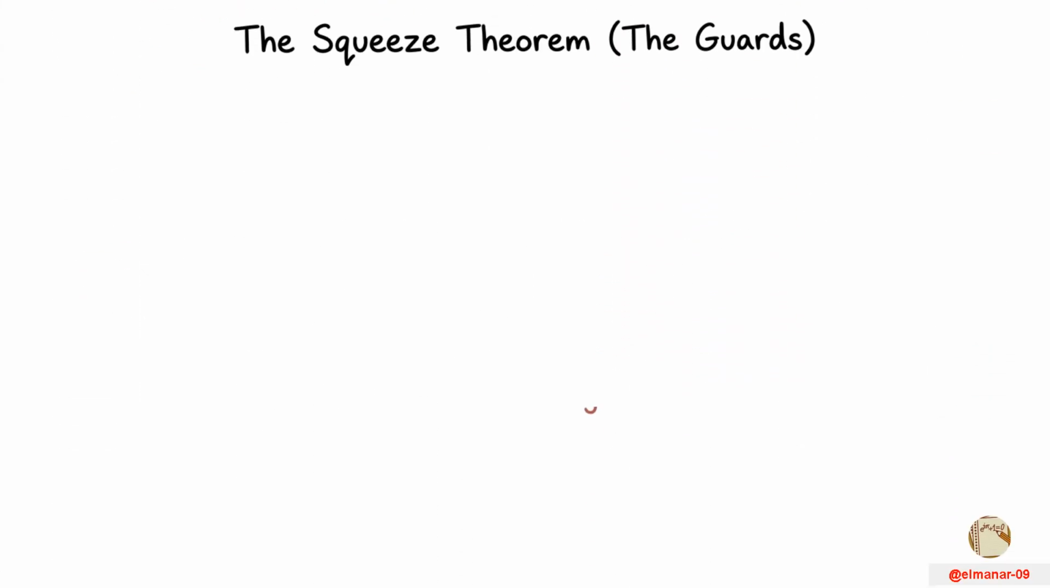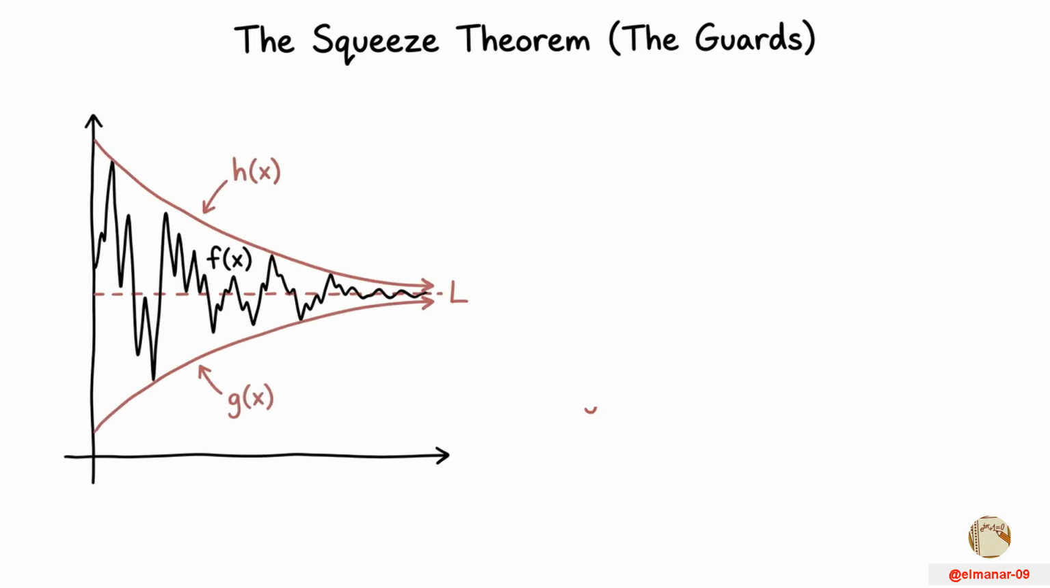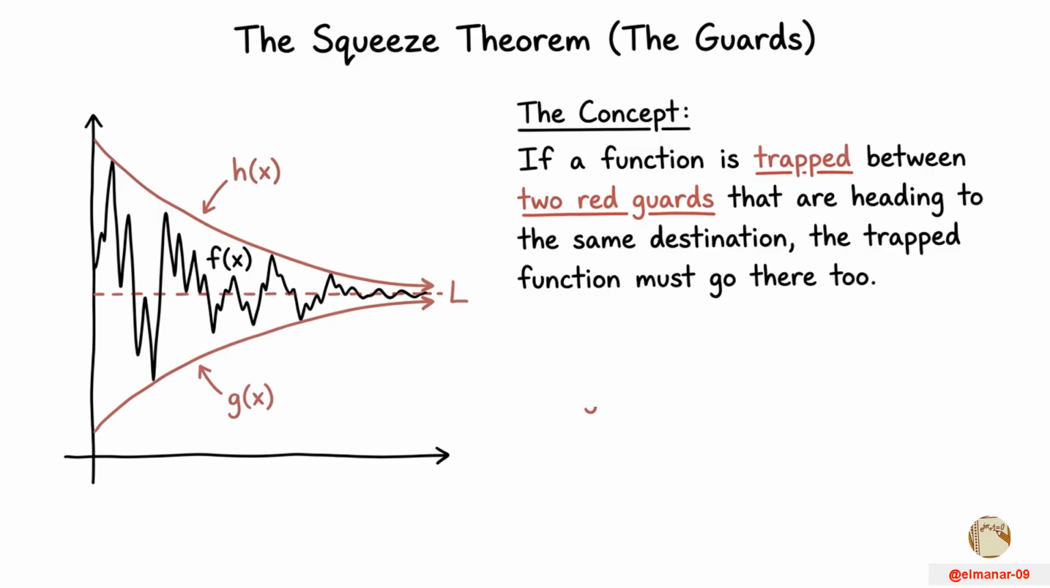Now for the star of the show, the Squeeze Theorem, also known as the guards. This is one of the most elegant concepts in calculus. Imagine a function f of x that is trapped or sandwiched between two other functions, g of x and h of x. We call g and h the red guards because they provide the boundaries. If both the lower guard g and the upper guard h are heading toward the exact same destination L at infinity, what happens to poor f of x in the middle? It is squeezed. It has absolutely nowhere else to go.